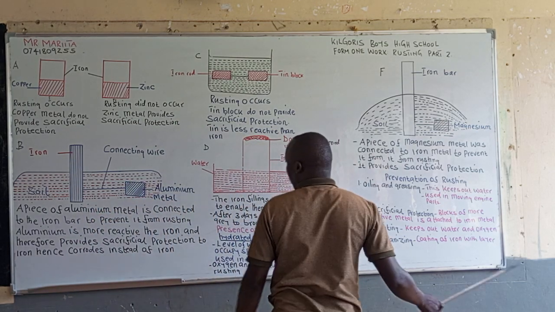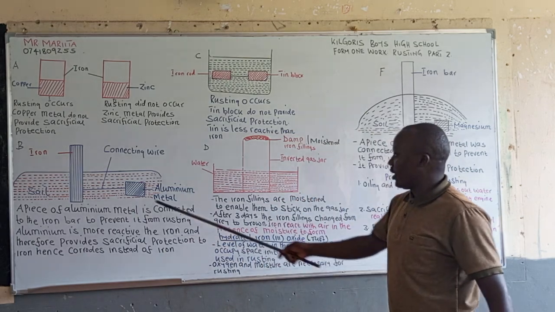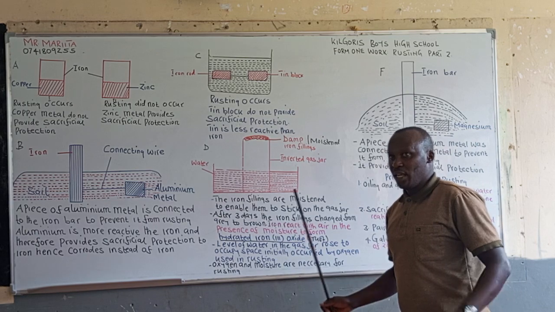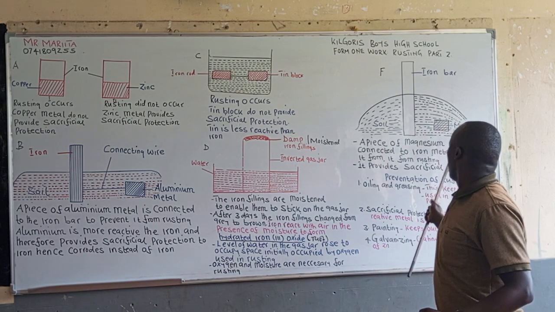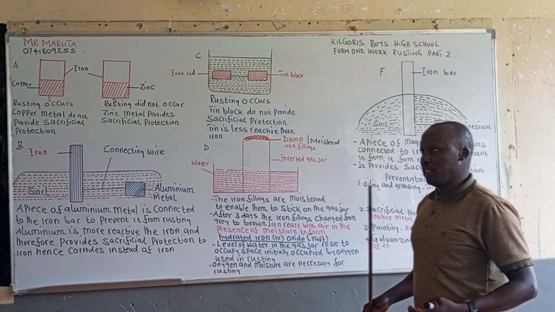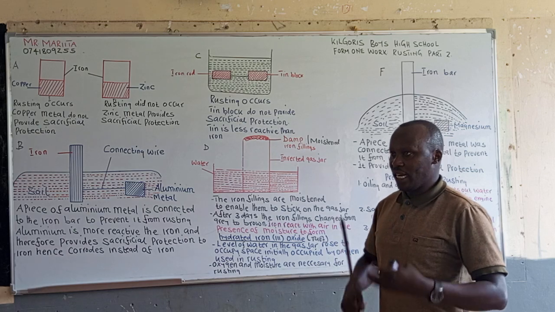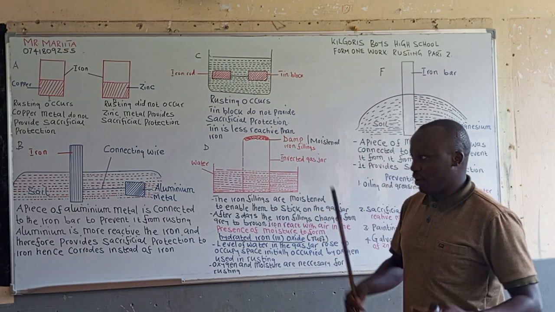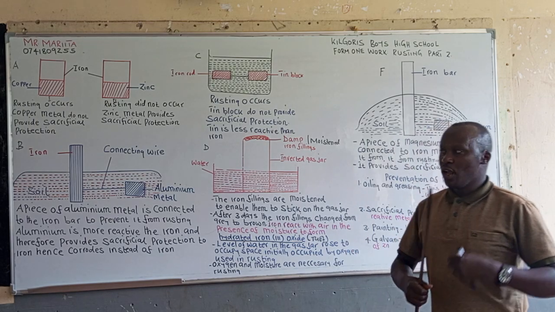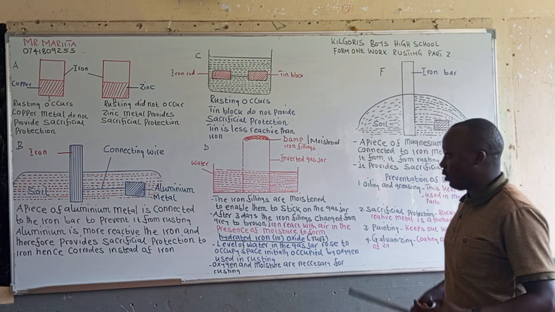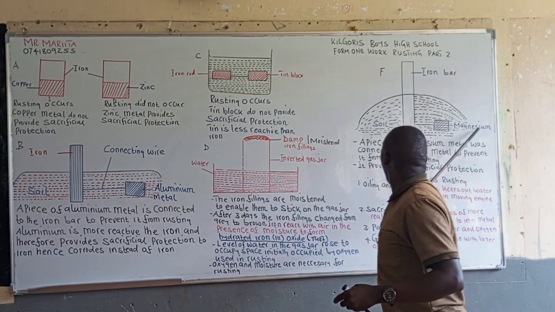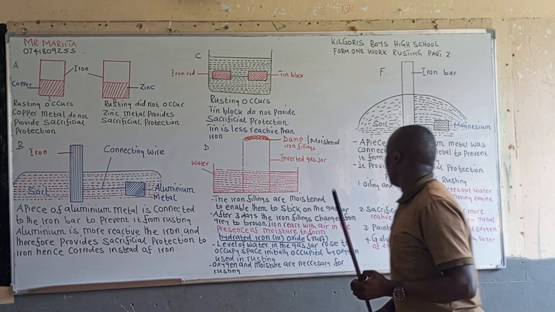We also have diagram F, where we have an iron band connected to magnesium metal. This one is the same as experiment P, whereby we have magnesium and aluminium. They provide sacrificial protection because aluminium metal is more reactive than iron, and therefore it corrodes instead of iron. Therefore, it provides sacrificial protection, preventing the iron metal from rusting.